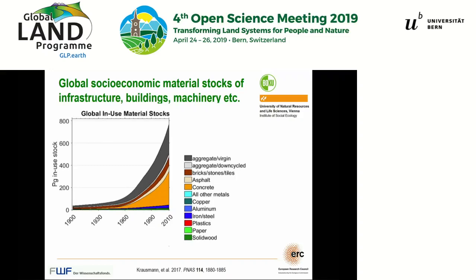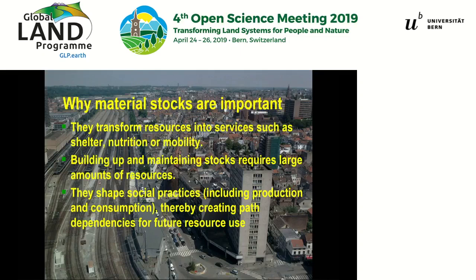And why are these stocks so important? They transform resources into services, such as shelter, nutrition, mobility. Building up and maintaining these stocks requires a huge amount of resources, as you have seen. But very importantly, if you look at these stocks, this is Brussels. You see some very important stocks like train stations and buildings, they shape social practices. So they shape our consumption behavior. And they're very important and efficient in doing so.